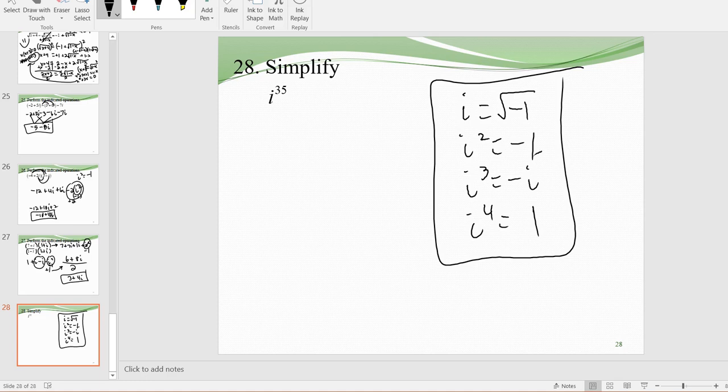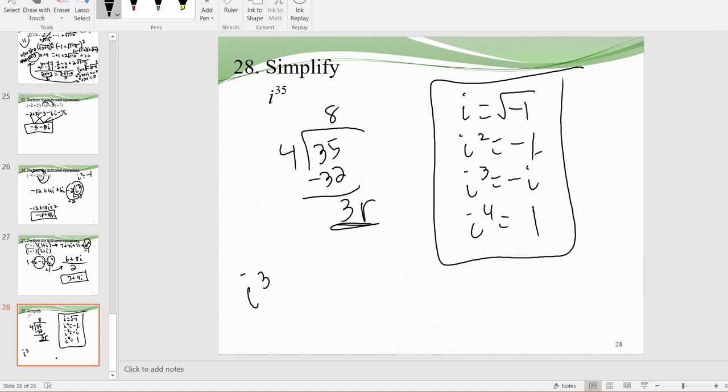Well, what I do is I pull out all the groups of 4. 4 goes into 35 8 times, with 3 remaining. Now I can make that a decimal, but this remaining 3 i's basically means that i to the 35 is the same thing as i to the third, which is negative i.